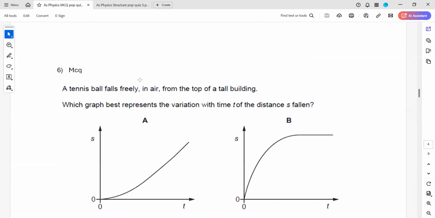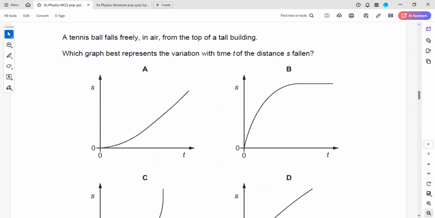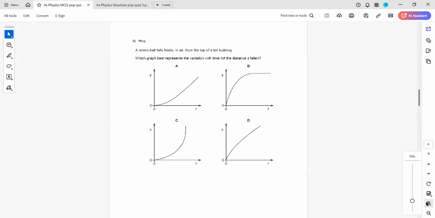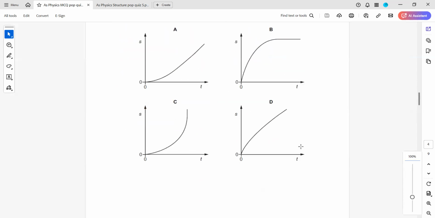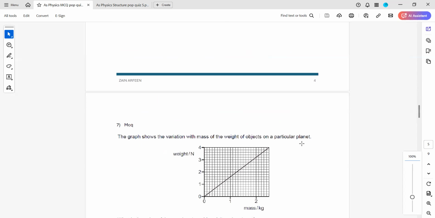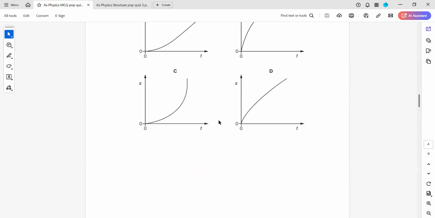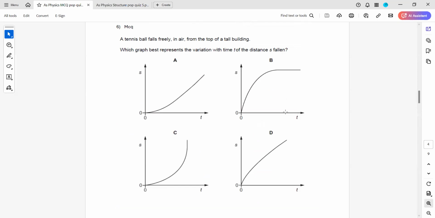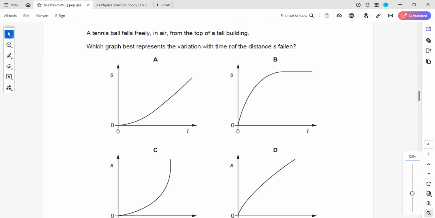Question 5, 6, any doubt? Question 7, 8, question 6. In question 6, a tennis ball falls freely in air.